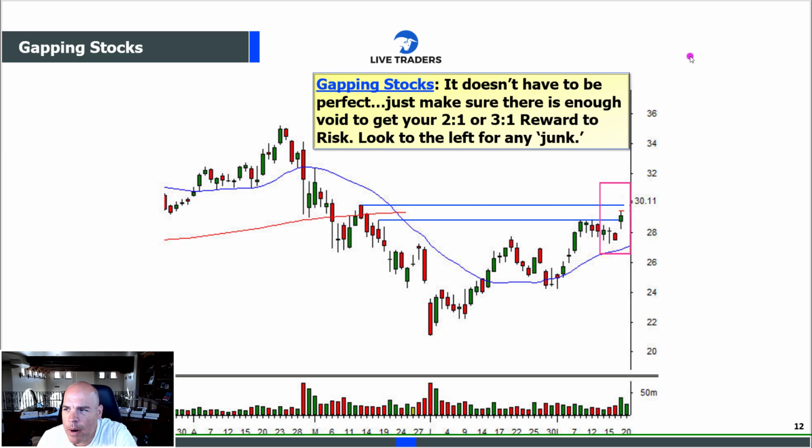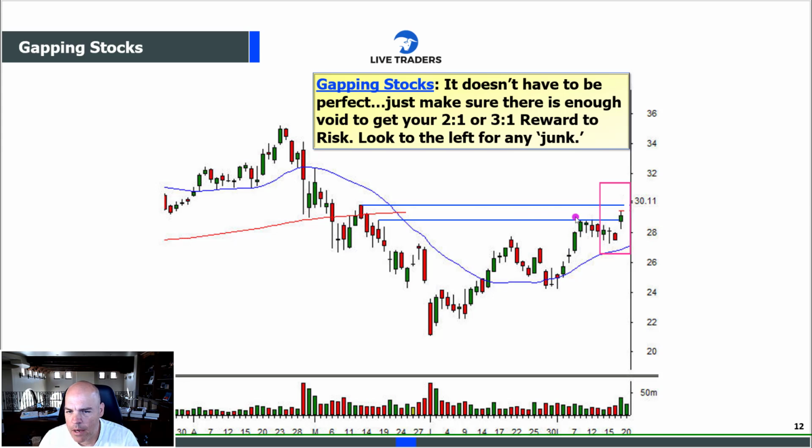All right. So the body of the bar is the open. But note, there's not a ton of room here. There might be $1, $1.50, but that's okay. It's a $30 stock. This isn't like Amazon where having $1.50 worth of room is junk. It's a $30 stock, okay?